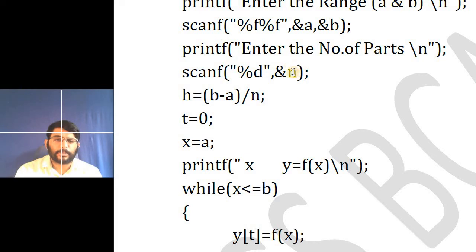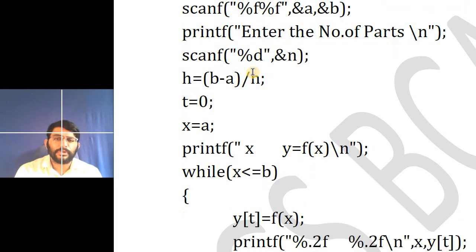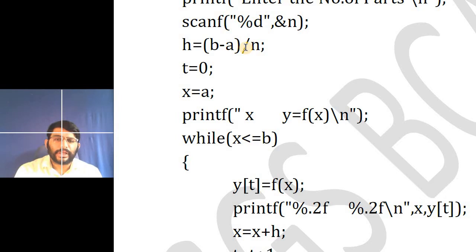After that, we have to enter the number of parts, which is nothing but the n value. Then the h value: h is equal to b minus a divided by n. That we should calculate. After calculating the h value, I'll write t is equal to 0. The t value is nothing but the term.